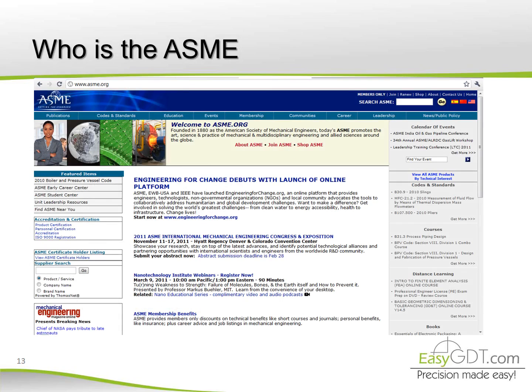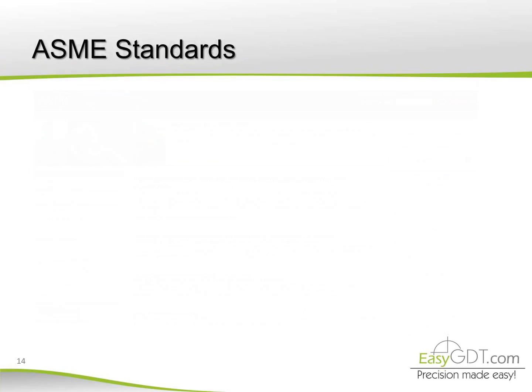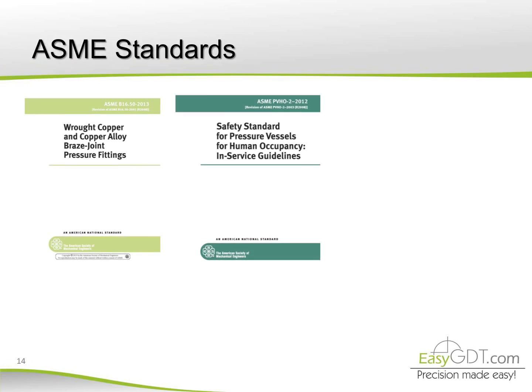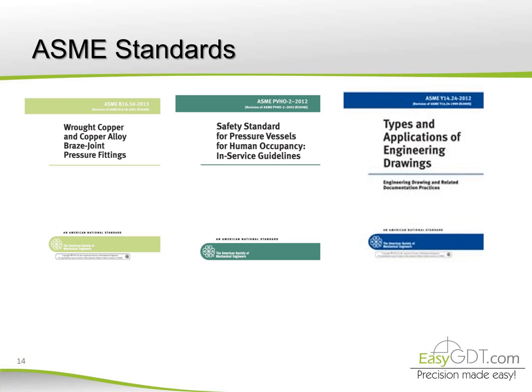So who is ASME? It is the American Society of Mechanical Engineers, founded in 1880. It is responsible for issuing and updating some of the most used standards worldwide. Here are 3 examples: brace joint pressure fittings, pressure vessel safety standards, and types of applications of engineering drawings. All the ASME standards are available for the general public through their website, www.asme.org.